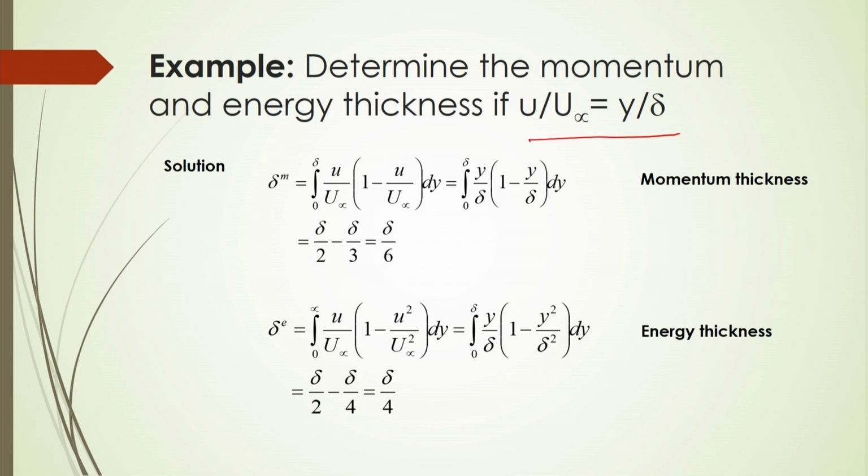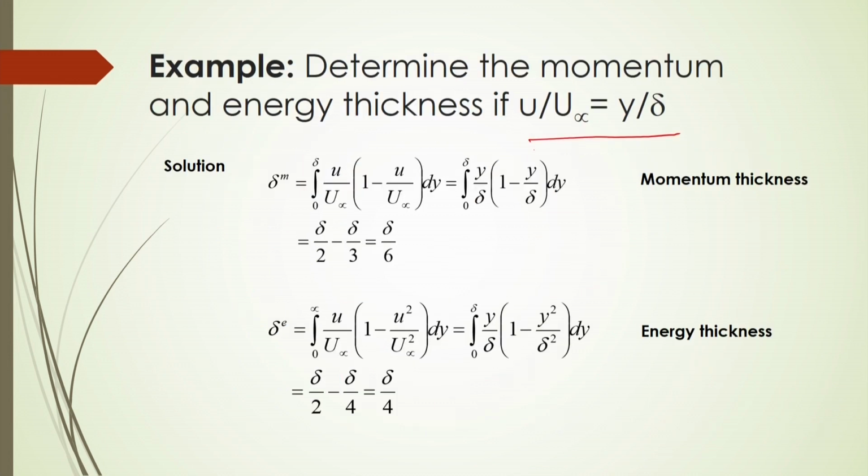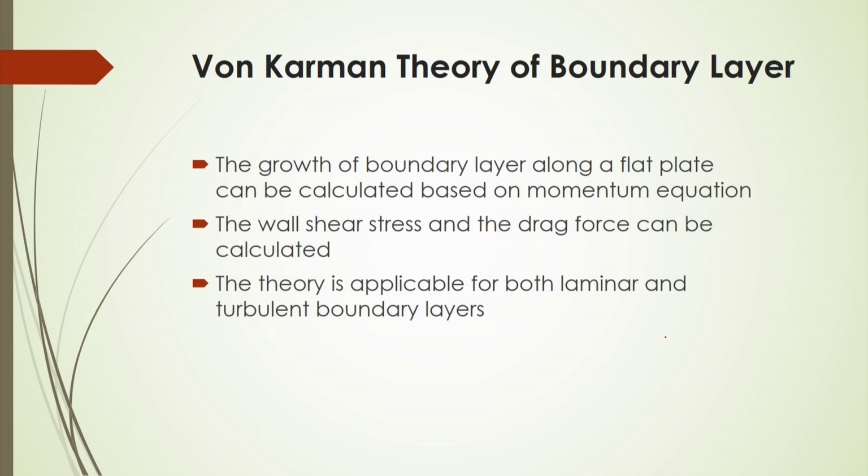Now, if we substitute this velocity profile into the formula given earlier in equations 8 and 9, we get, respectively, the momentum thickness as delta by 6 and the energy thickness as delta by 4. And again, what should be the von Karman theory of the boundary layer?